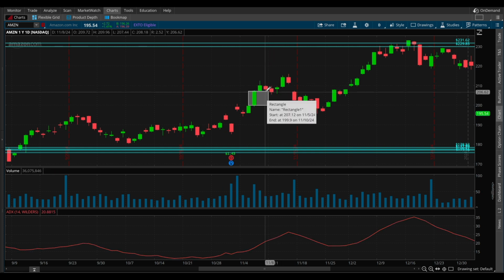So again, this would not have been a terrible setup, but my whole point in making this video is that the fair value gaps don't have to be super long and strong either. So I hope all of this makes sense.